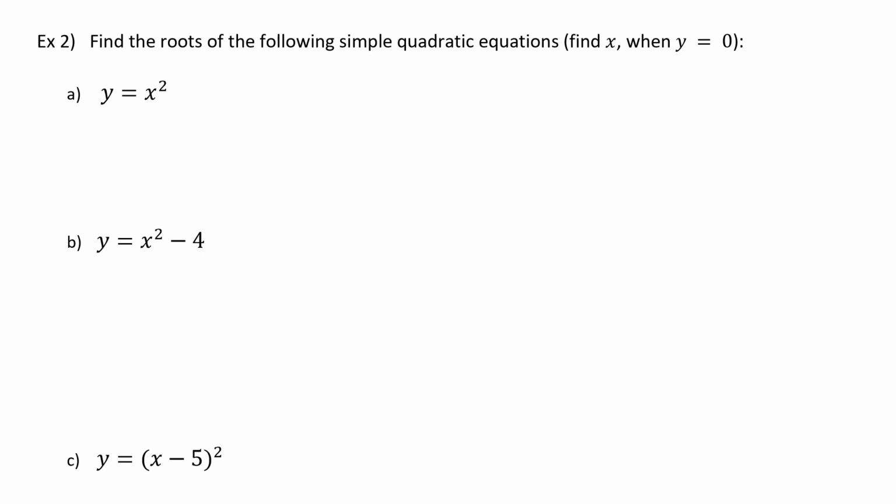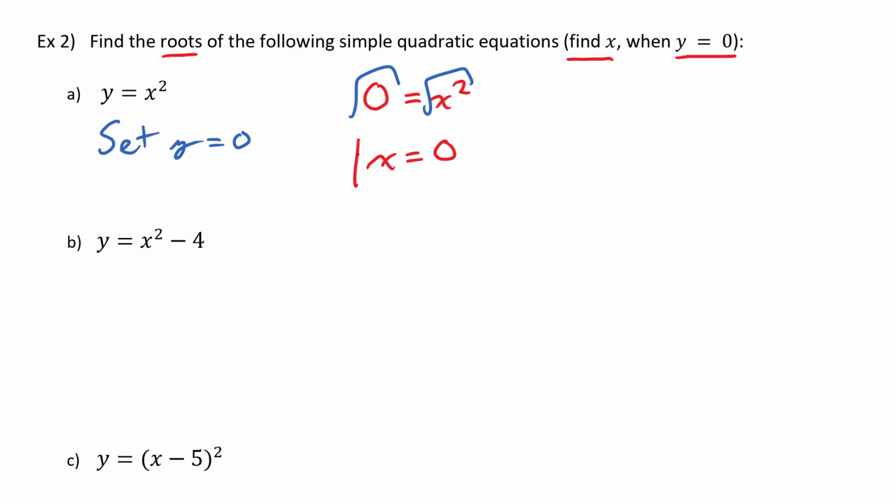Let's find the roots of some of the following quadratic equations. So we're asked to find the roots, which means we find x after we set y equal to 0. So here's our equation, y equals x squared. First thing, set y equal to 0. I get 0 is equal to x squared. I take the square root of both sides. Square root of 0 is 0. There is only one answer to this. X is equal to 0.